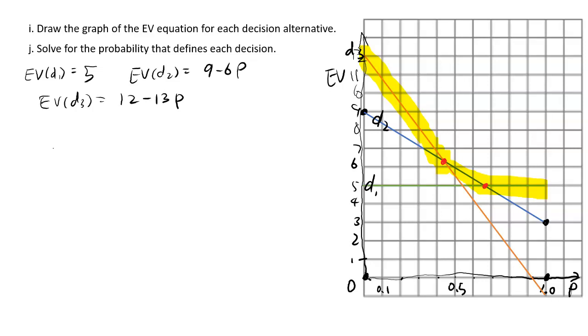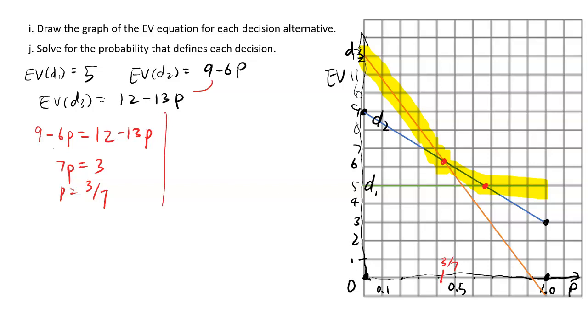First, what's the intersection between D3 and D2? So we want to find the intersection between those two. To find the intersections, you set them equal to each other. And therefore you get 7p equals 3. So p is equal to 3 divided by 7. So this point here is 3 over 7.